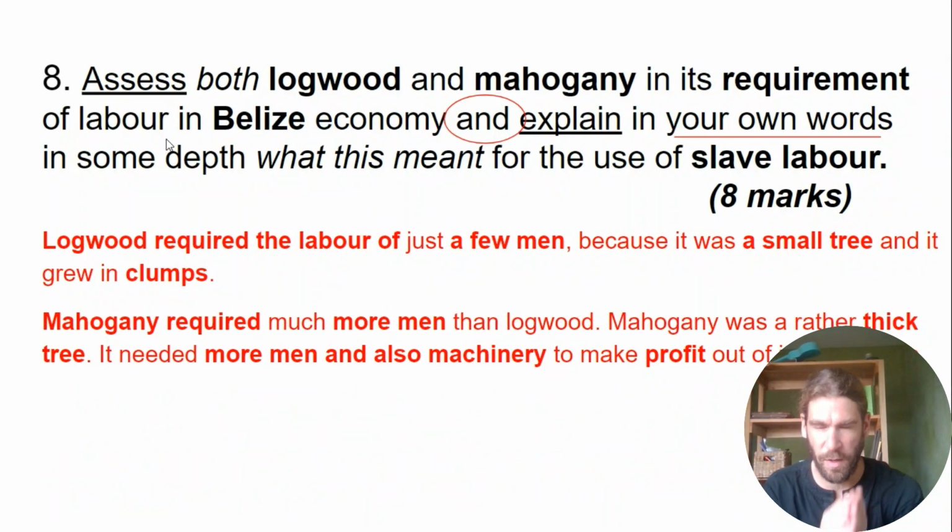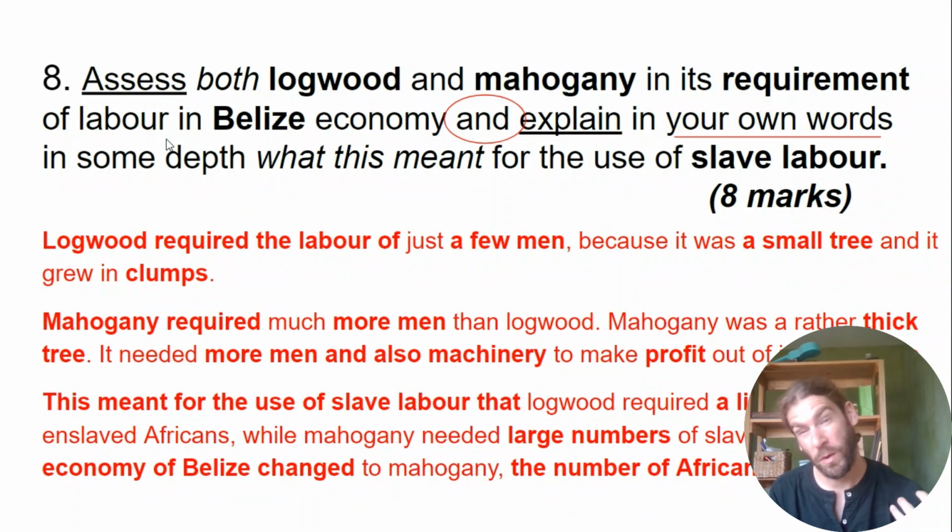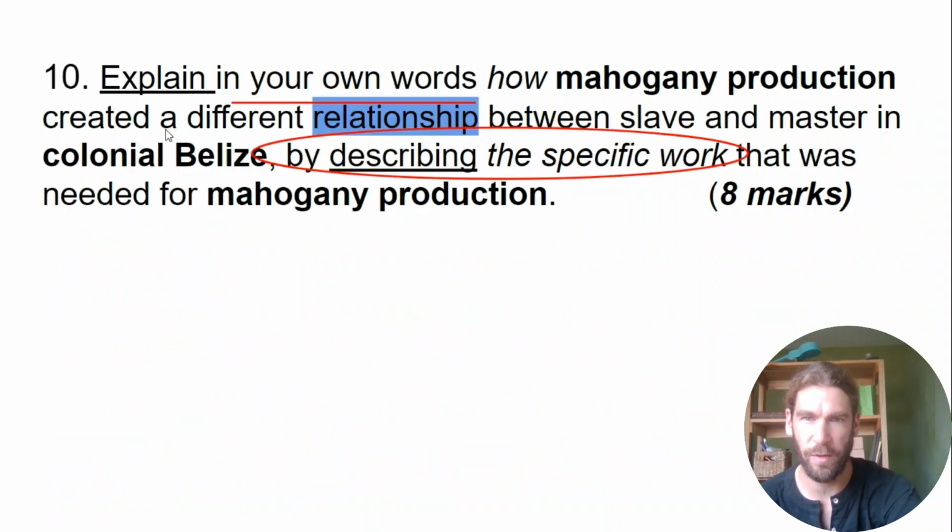This part is the first half of the question, logwood and mahogany in its requirement of labor, 4 points. And now the second half: what did this mean for the use of slave labor? We see logwood required a limited amount of enslaved Africans, while mahogany, on the other hand, needed large numbers of slaves. So, as a consequence, when the economy of Belize changed to mahogany, the number of Africans expanded.